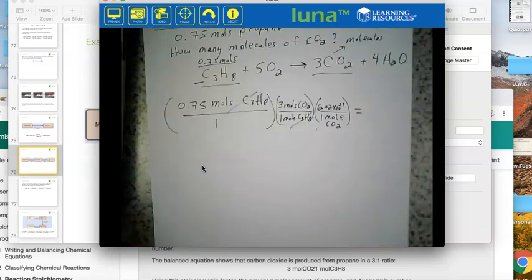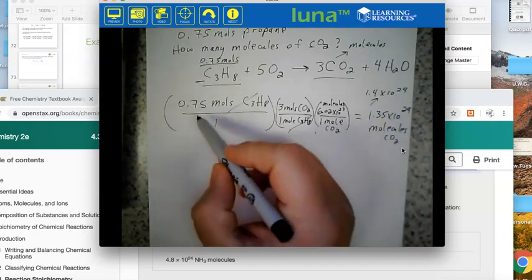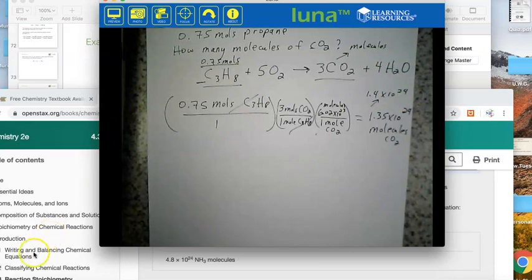Okay, and so I set up my equation and then I do my calculation. I multiply my numerators together, 0.75 times 3 times 6.02 times 10 to the 23rd, and I get 1.35 times 10 to the 24th molecules of CO2. Since I started out with 2 sig figs here, I'm going to round it to 1.4 times 10 to the 24th power, and that's of course molecules of CO2.